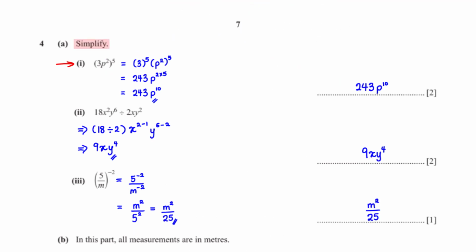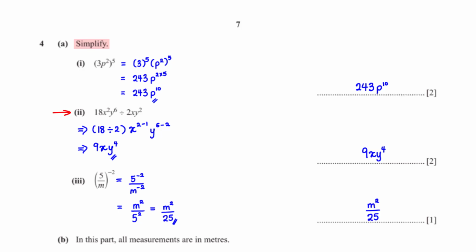Simplify (3p squared) all raised to the power 5. By applying the laws of indices, we can rewrite this as 3 raised to the power 5 times (p squared) all raised to the power 5. 3 raised to the power 5 is 243. The powers of p multiply, so we have p raised to the power 2 times 5. 2 times 5 is 10, so we have 243p raised to the power 10.